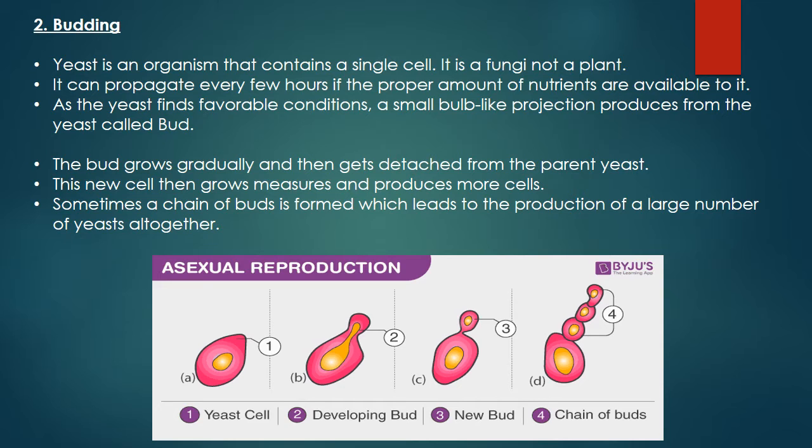So this bud grows gradually and can detach from the parent yeast. Sometimes a chain of buds is formed, which leads to the production of a large number of yeasts together. Yeast is used in the beer and wine industry, in the baking industry, etc.